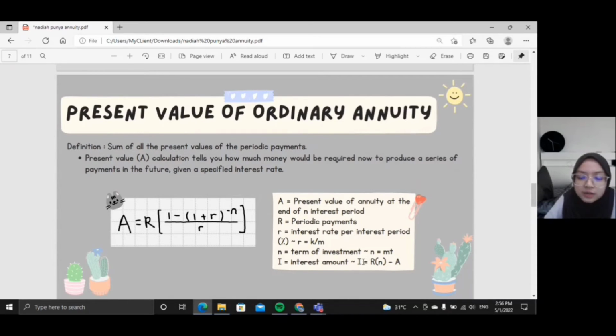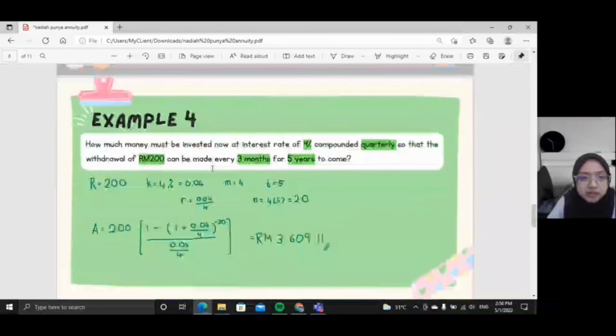How to find the I for the present value? We need R times N minus A. Okay, so we will get the interest amount for present value. Okay, so we will go to example 4 for present value.